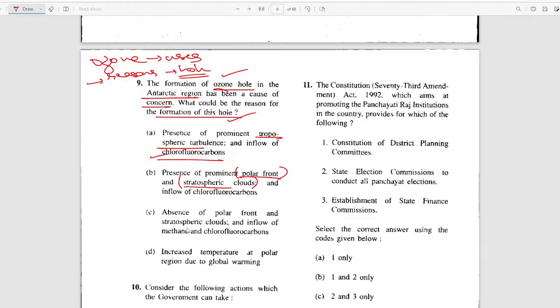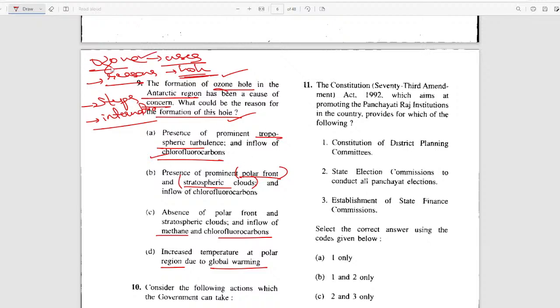Absence of polar front and stratospheric clouds and inflow of methane and chlorofluorocarbons. Increased temperature at polar region due to global warming. So you have to understand what is ozone, what are the uses, what is the reason for creation of this ozone hole, and what are the steps that are taken by the government and the international measures that they are taking, and also the reasons for the formation of this hole, and what is ozone.